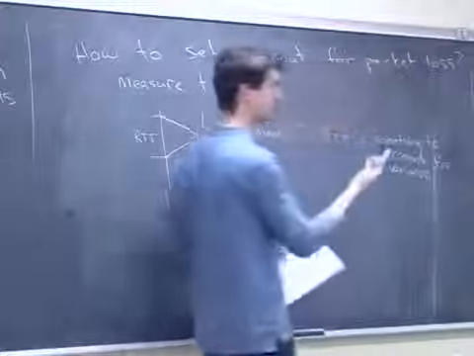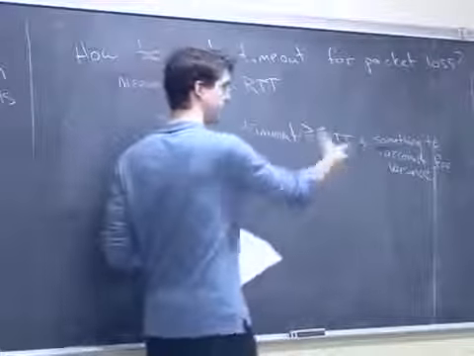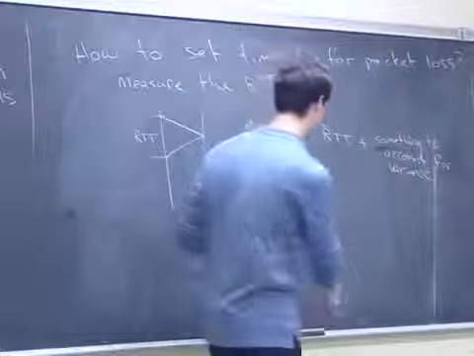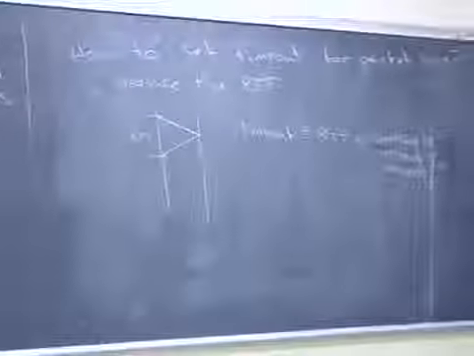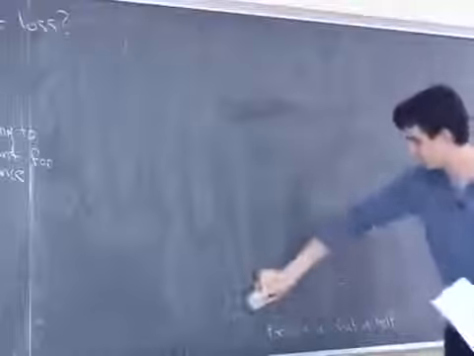All right, and if you really want to know, this uses a moving average. But you don't need to know that. Just know that the timeout has to be greater than the round trip time. Okay, so in the remaining few minutes, let's look at how well TCP performs.